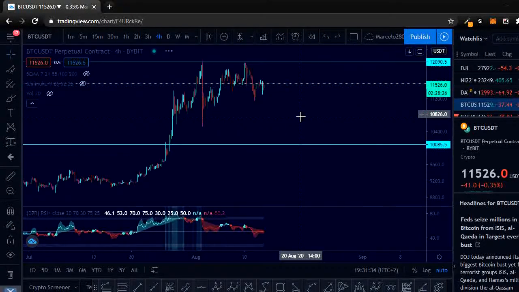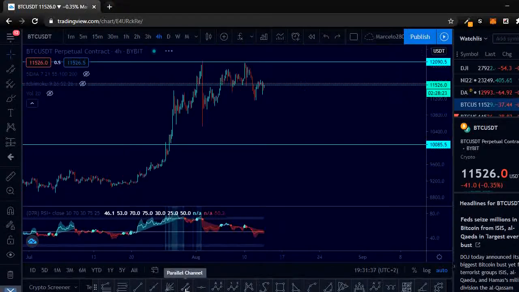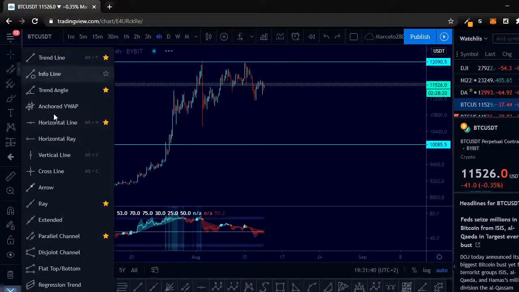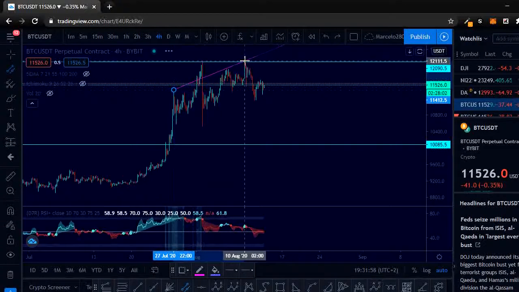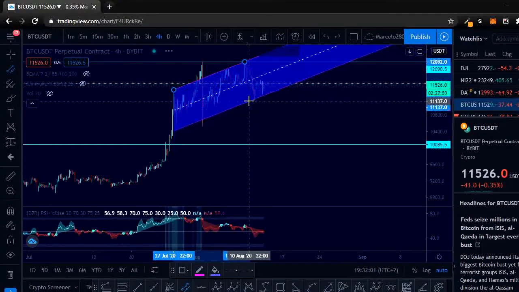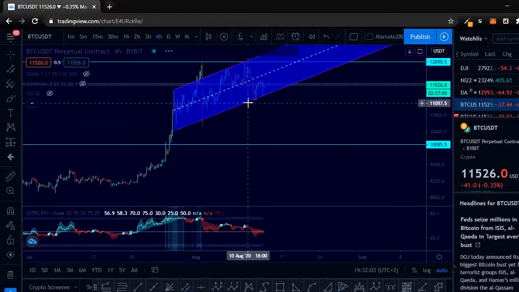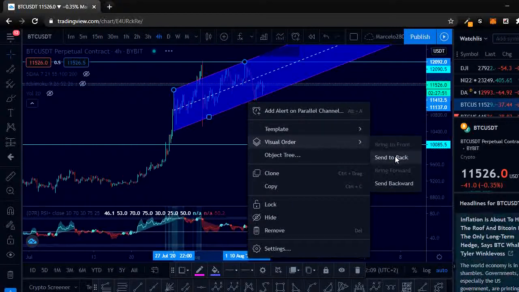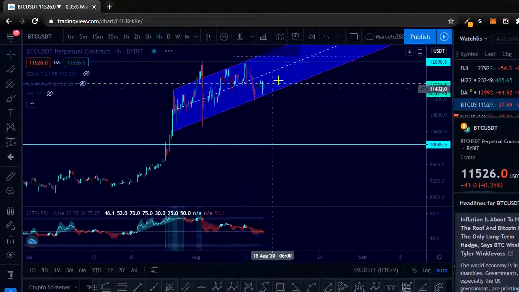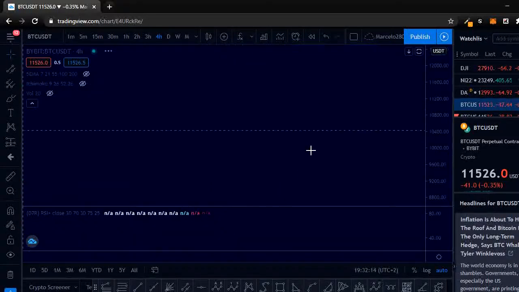So I'm going to redo that. You go into your parallel tool over here, or you find it under your parallel items. Where is it? There you go, parallel channel. If you like this item, you just put a star next to it and it should show up on your favorites bar over here. So this is a parallel. You click the second point and boom, you now have your parallel line. It's above my trend. What I usually do is right click on it, visual order, and send it to back, so you can have your candles nicely arranged in front of the parallel there.